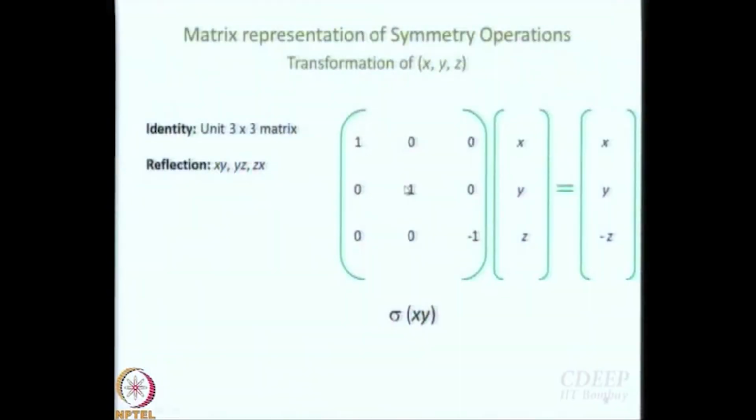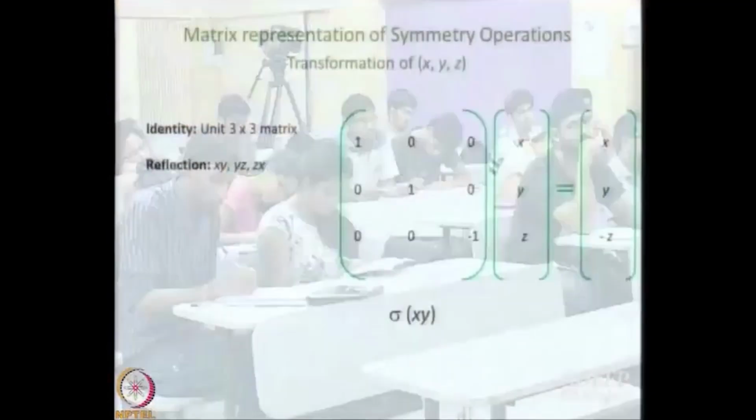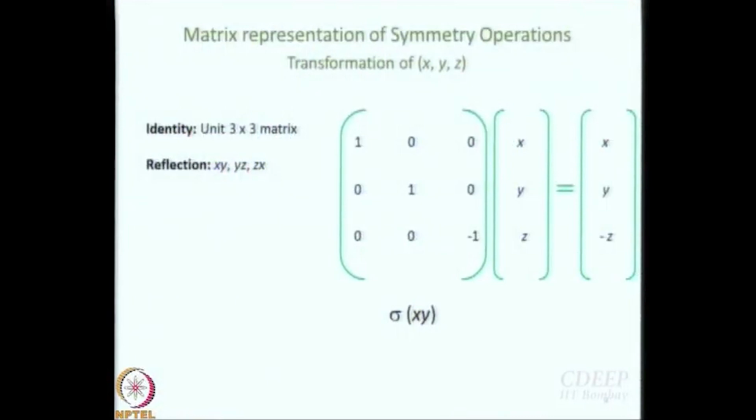Is that so? What is 1 1? It is the contribution of x in x, contribution of original x in transformed x. What is this 2 2 element? Contribution of original y in transformed y. What is the 3 3 element? Contribution of original z in transformed z. Do you agree with me?